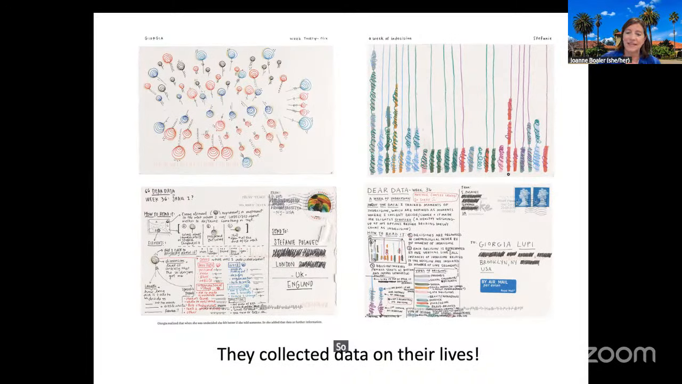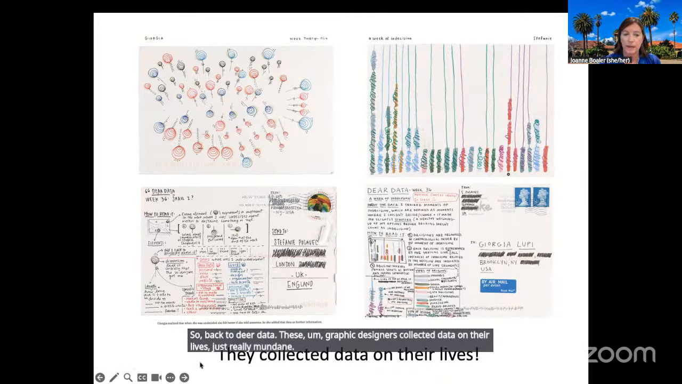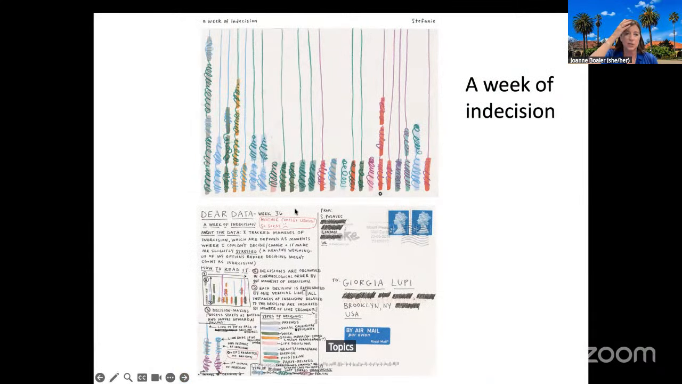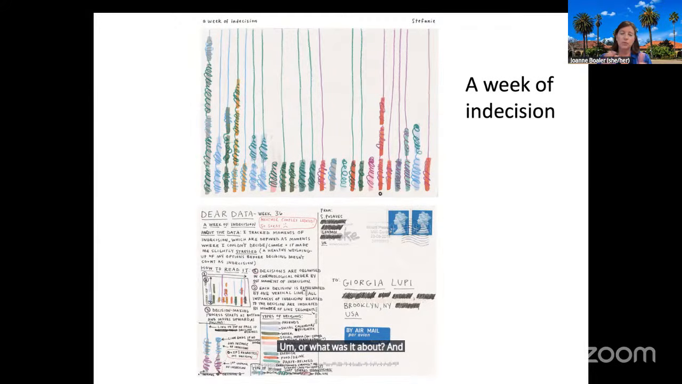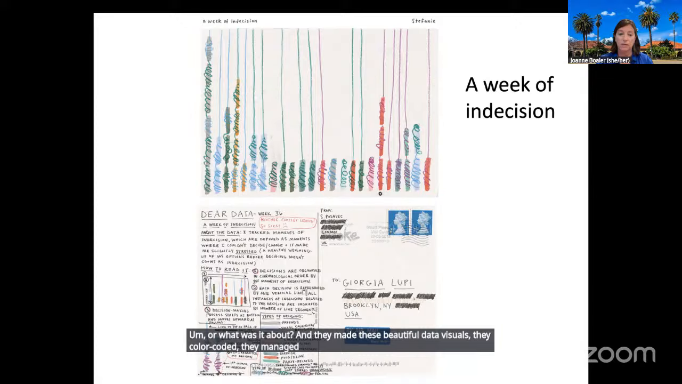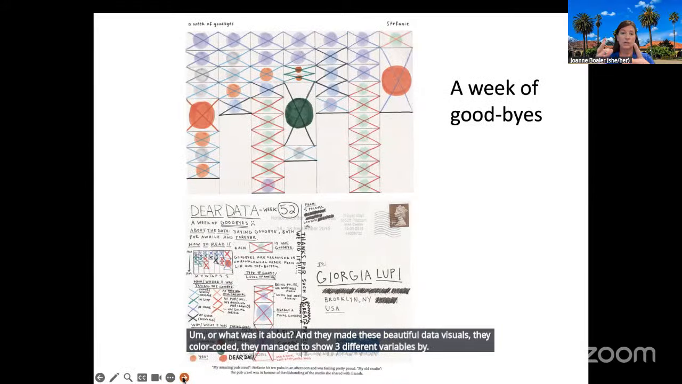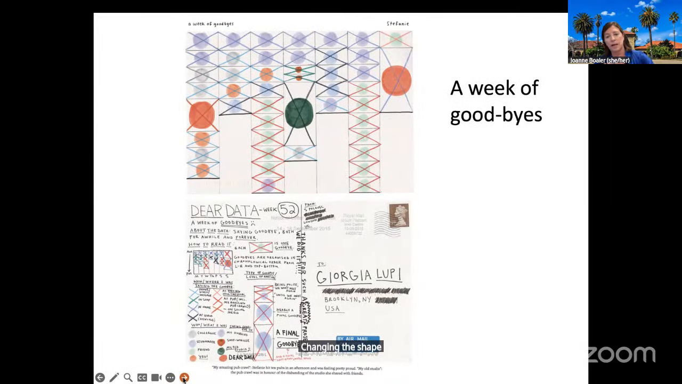So back to Dear Data, these graphic designers collected data on their lives, just really mundane topics like a week of indecision. And you can see they recorded different variables, like where was I when I had this moment and who was I talking to, or what was it about? And they made these beautiful data visuals. They color coded. They managed to show three different variables by changing the shape, the color, the size.